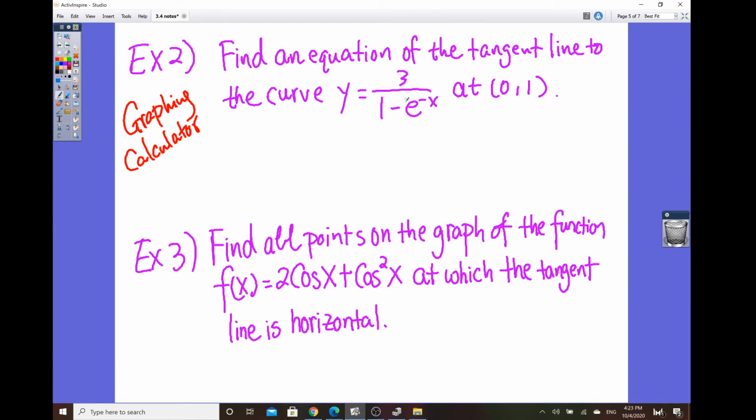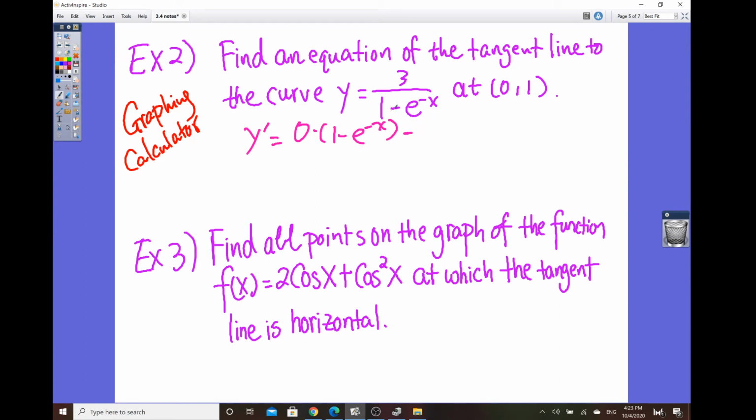So find an equation of a tangent line to the curve. So this one, using the graphing calculator, well, we can use the graphing calculator, but what happens if we do it without a calculator? So find a derivative, so y prime. So derivative of this, well, this one derivative of 3, then that'd be what? 0 times the quantity of 1 minus e to the power of negative x, using the quotient rule.